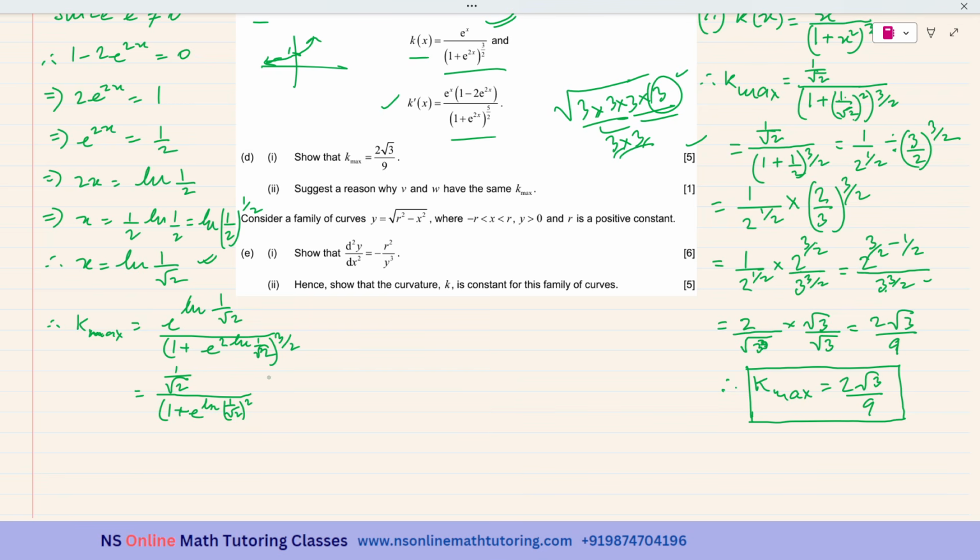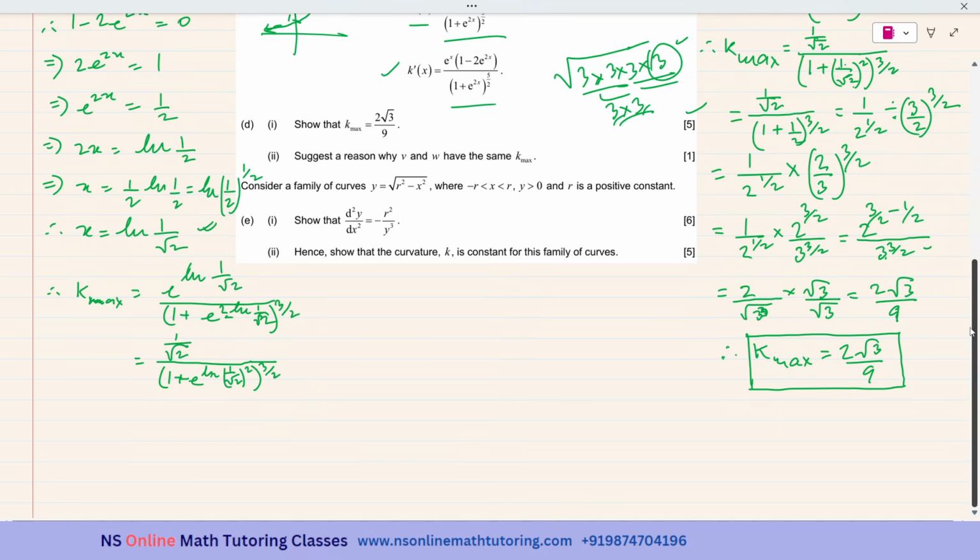Okay. You have to know how to play with these, the e and ln. This one is the coefficient, you take it to the power position. Sometimes you bring the power down to the coefficient place. You have to be very good at doing these modifications. Okay. So this is equal to 1 over root 2 divided by, now e and ln are inverse functions, they will be cancelling. So 1 plus 1 over root 2 whole square is half, raised to the power of 3 over 2.